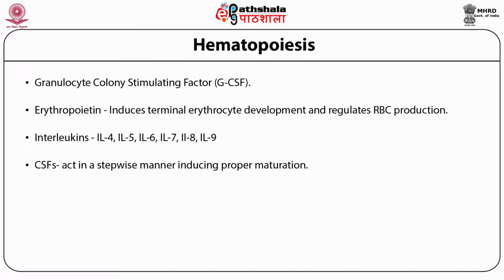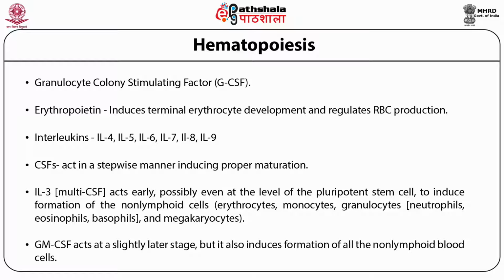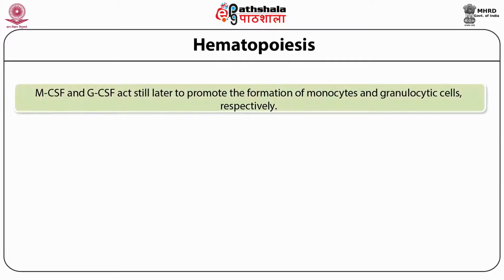inducing proper maturation. IL-3 acts early, possibly even at the level of pluripotent stem cells, to induce formation of the non-lymphoid cells: erythrocytes, monocytes, granulocytes, neutrophils, eosinophils, basophils, and megakaryocytes. GM-CSF acts at a slightly later stage, but it also induces formation of all non-lymphoid blood cells. M-CSF and G-CSF act still later to promote the formation of monocytes and granulocytic cells respectively.